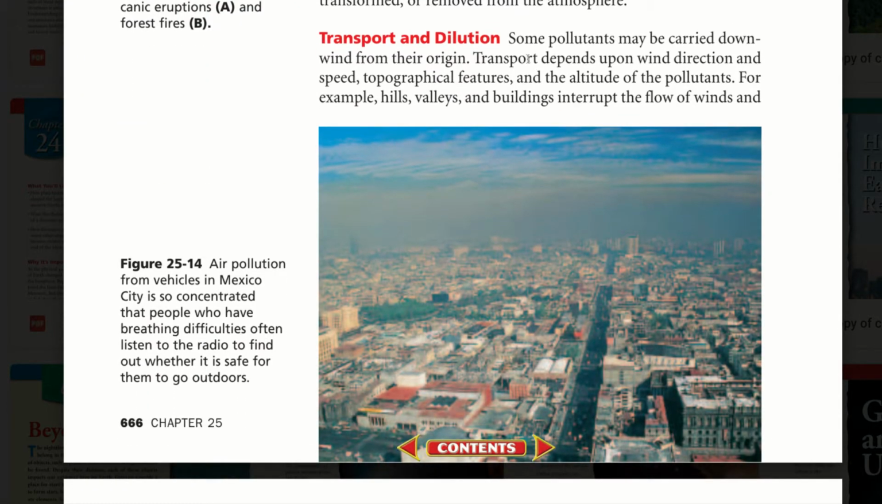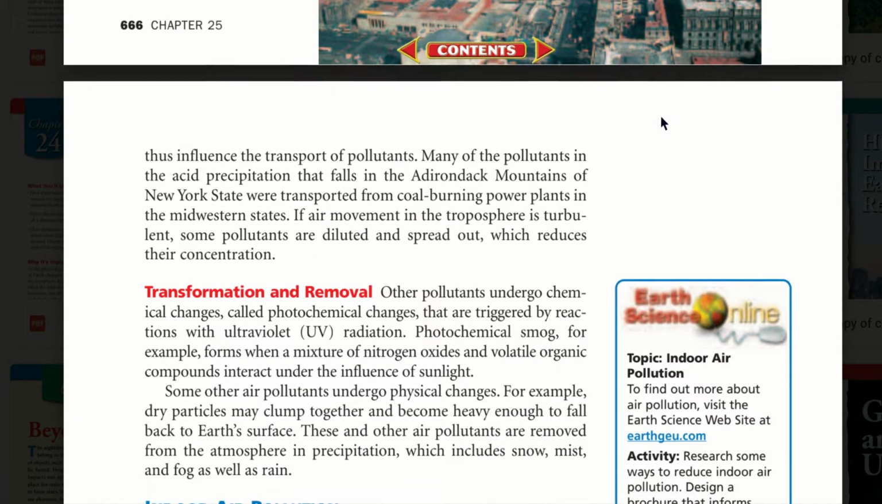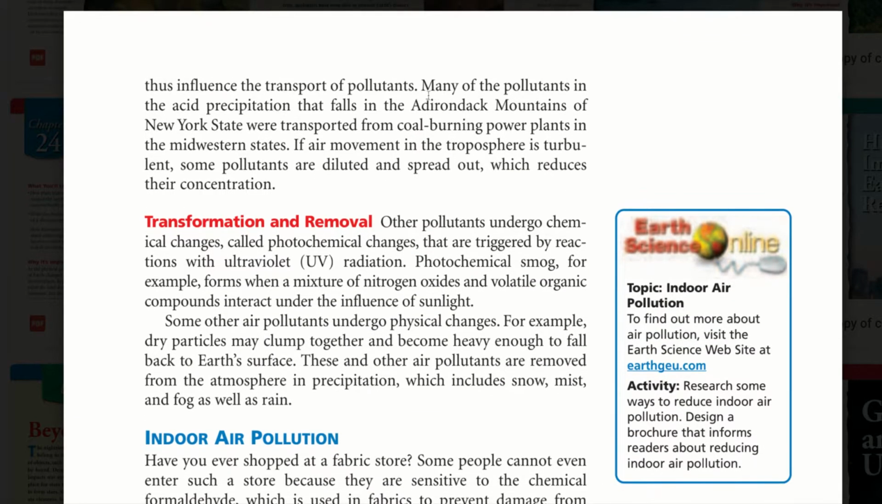Transportation and dilution. Some pollutants may be carried downwind from their origin. Transport depends upon wind direction and speed, topographical features, and the altitude of the pollutants. For example, hills, valleys, and buildings interrupt the flow of wind and thus influence the transportation of pollutants. Many of the pollutants in the acid precipitation that falls in the Adirondack Mountains of New York State were transported from coal-burning power plants in the Midwestern states.